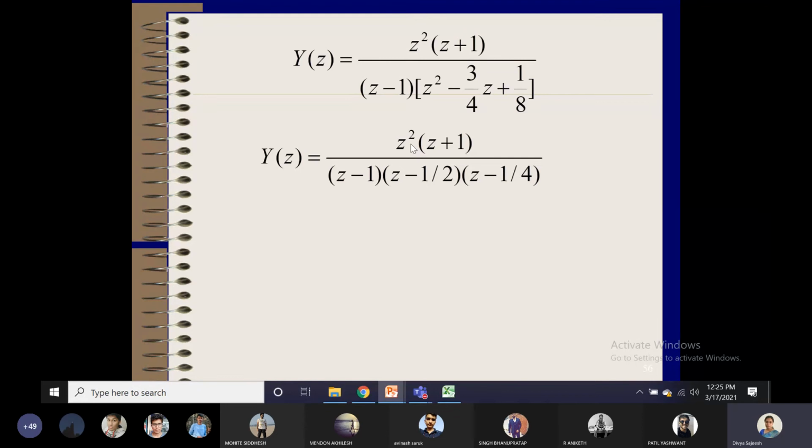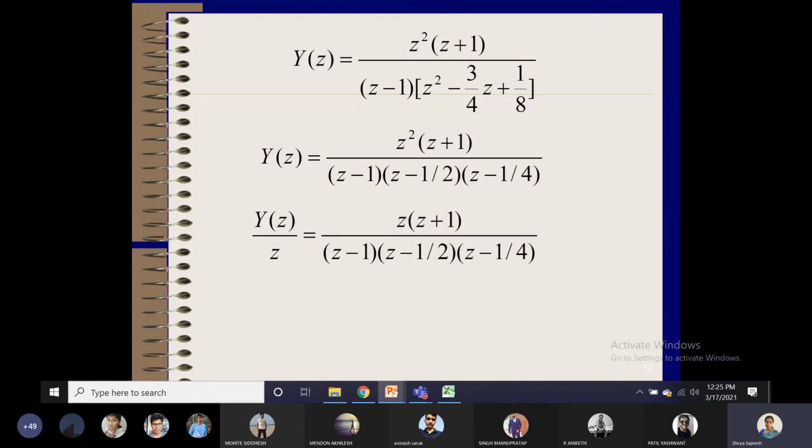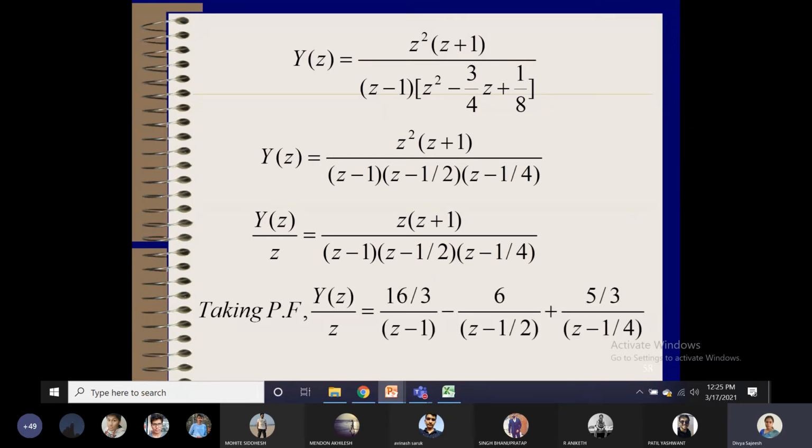Now out of z square, again z can be taken to the left hand side, so you will get it of the form Y(z)/z, and right hand side it will be z(z+1) divided by the factorized denominator terms. Now apply the partial fraction, you will get of this form. I'm not skipping a few steps, directly writing. After partial fraction, you are getting the terms as (16/3)/(z-1) minus 6/(z - 1/2) plus (5/3)/(z - 1/4).